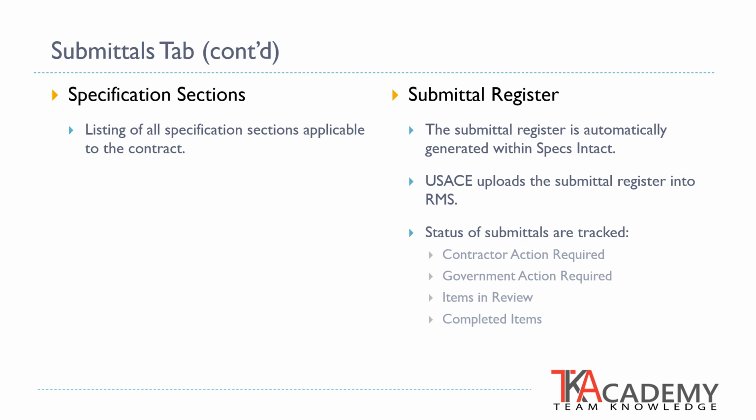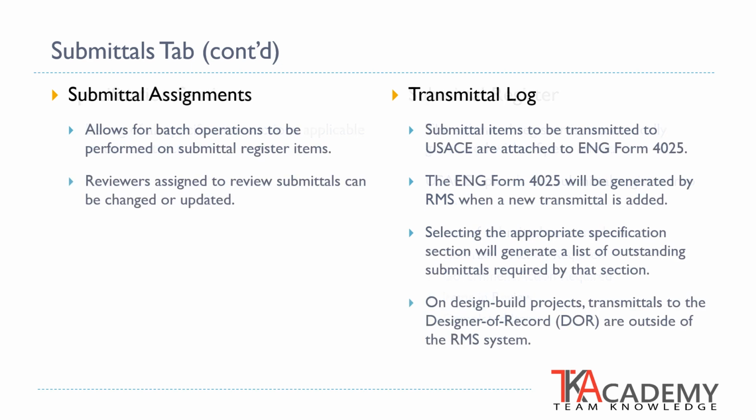The submittal register is used to track the status and progress of all the submittals that need to be reviewed for the project. It identifies the status of the submittals as contractor action required, government action required, items that are in review, and items that have been completed in their review. Submittal assignment is a feature within the Submittals tab that permits the reviewer assigned to review submittals to be changed or updated. It also allows for batch operations to be performed on the submittal register.